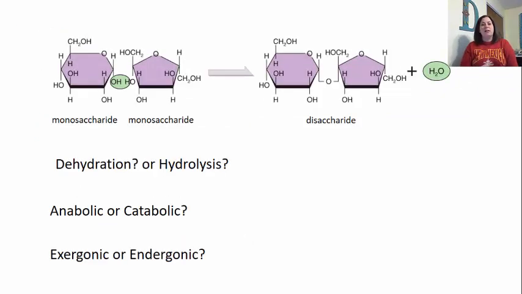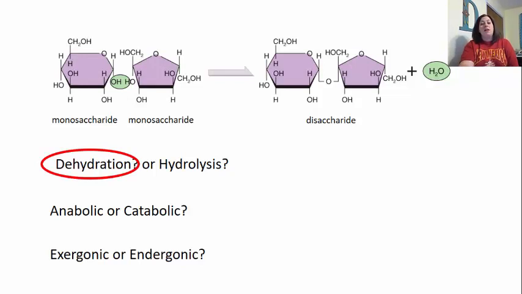All right, so we have kind of like a little quiz here to kind of look at this. We have a monosaccharide with a monosaccharide. We are then going to make a disaccharide. Now, meaning the disaccharide is going to be larger. And if you'll notice out here that water is an output. It comes out of the reaction. So the first question here is this dehydration or hydrolysis? Since water comes out, this is dehydration.